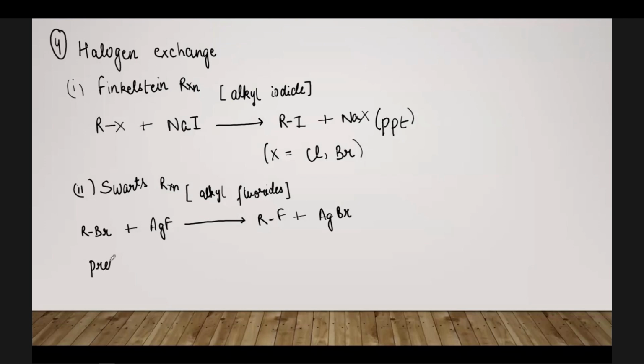So I am writing it because it is important. The presence of a metallic fluoride: what all can we use in the place of AgF? It is AgF, Hg2F2, cobalt fluoride, CuF2. So these are the metallic fluorides that we can use here.